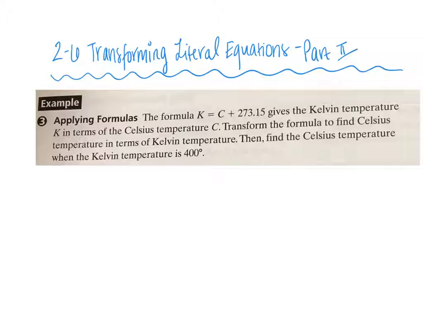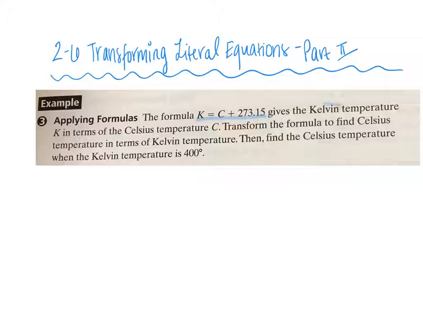Remember, we're dealing with literal equations now, so we're dealing with more than one variable in our equation, and every equation has an equal sign. So let's look at this problem. We're on your note-taking guide, page 41, example 3, and we have the formula K equals C plus 273.15.